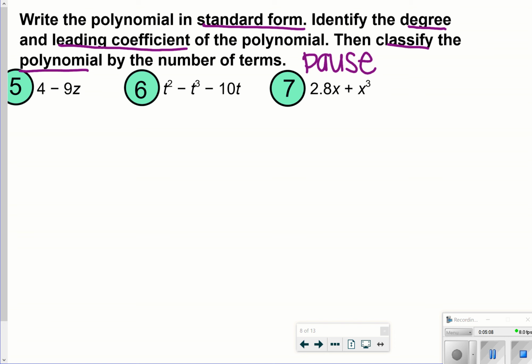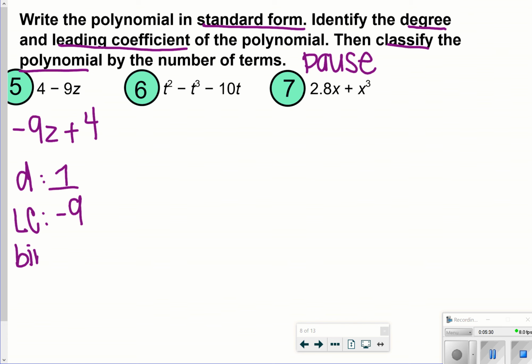So standard form for number 5 is negative 9z plus 4. The degree in number 5 is 1. In number 5, this is also called a binomial. Oops, I forgot the leading coefficient. The leading coefficient is negative 9, and this is called a binomial.